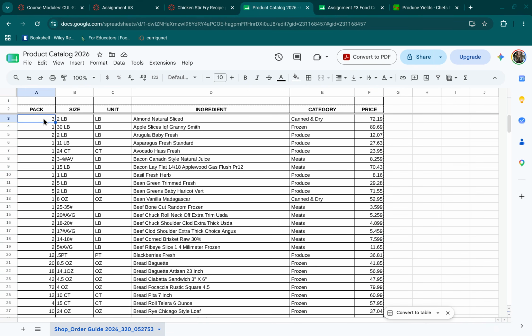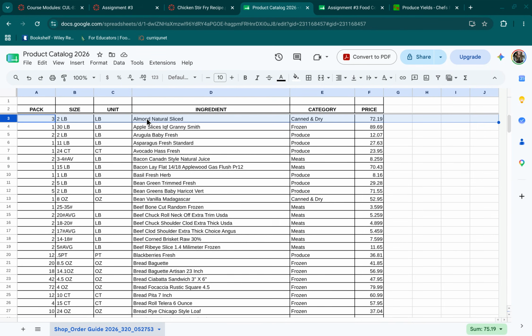So this up here are almonds, natural sliced. So this is where you'll usually find more defining characteristics of the product. We are purchasing 3 2-pound bags, and that is a canned and dry good at $72.19. So altogether, I am paying for 6 pounds because there's 3 2-pound bags. So 3 times 2 is 6. I'm paying $72.19 for 6 pounds of sliced almonds. That is how you read a product catalog.